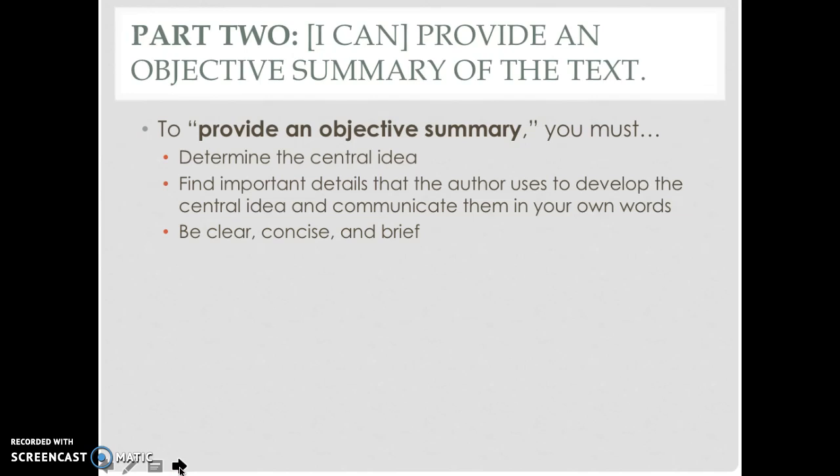We're going to be clear and concise and brief because remember, in a summary, you do not write the whole story again. You only tell someone the big parts of the story. So think about if you went to watch a movie and you came back and you wanted to tell somebody about the movie. You would tell basically what the movie was about, but you wouldn't tell them every little thing that happened in the movie. That's what a summary does. You're going to leave out all the minor details and your own personal opinion. That's what makes it objective.